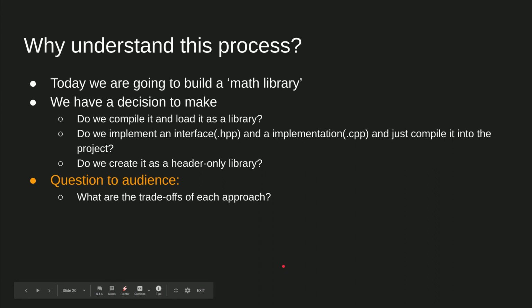Okay, so why am I going over this? One, just to make sure we troubleshoot folks who are having difficulty, but the second is, today we are building a math library. It's a series of functions that we're going to use, and potentially we would want to use this for other projects too. So we have some decision to make about how do we design this thing? Do we compile it and load it as a library, almost in the way that SDL is? Or do we implement the interface and have an implementation and just compile it in our project? Or do I just write everything into a header file and just include that? Because that's also an option.